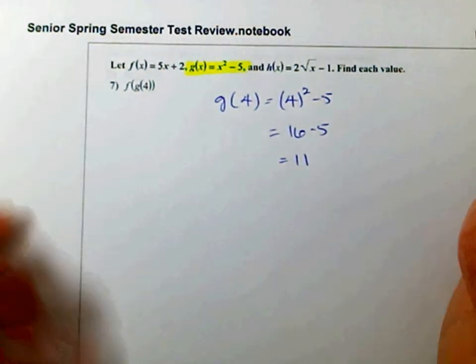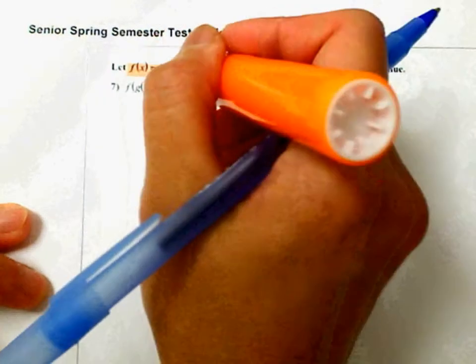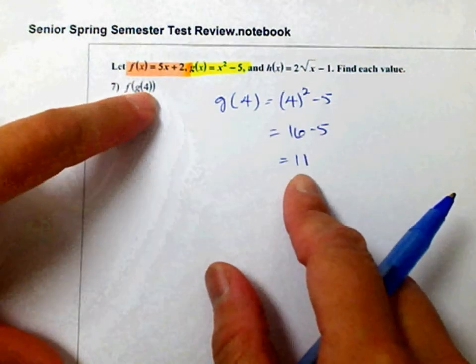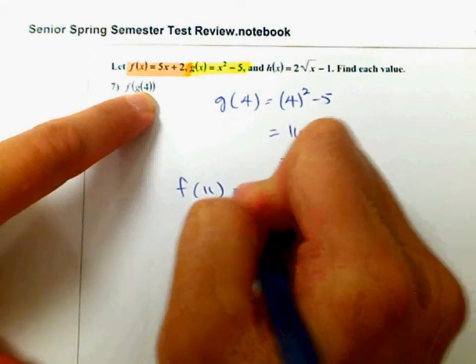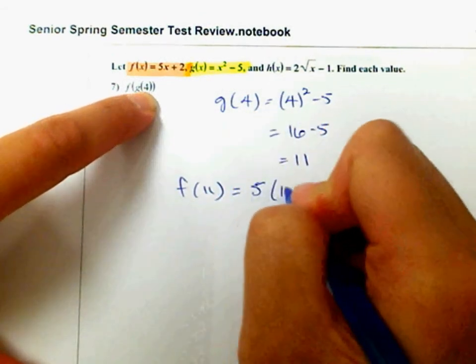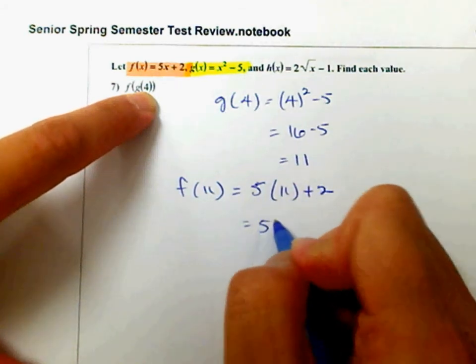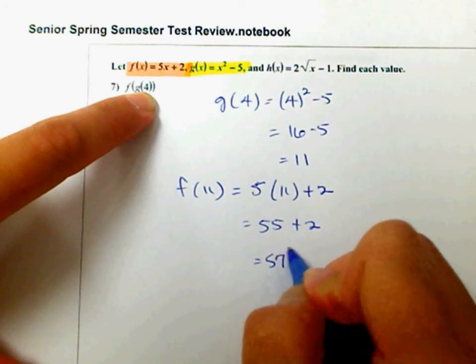Then you have your f. So for your x value, you're going to plug in 11. Why? Because your g of 4 is equal to 11. So f of 11 equals 5 times 11 plus 2. 5 times 11 is 55 plus 2, which comes out to be 57.